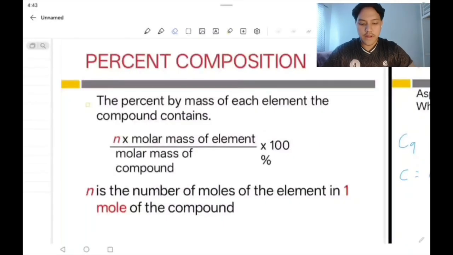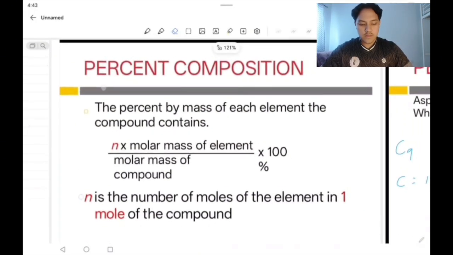Assalamualaikum and hi everyone. Today I will be teaching you about percent composition and balancing chemical equations for Chemistry 131 Chapter 1. There are two subtopics that I will be teaching today. Let's jump to the first subtopic, which is percent composition.